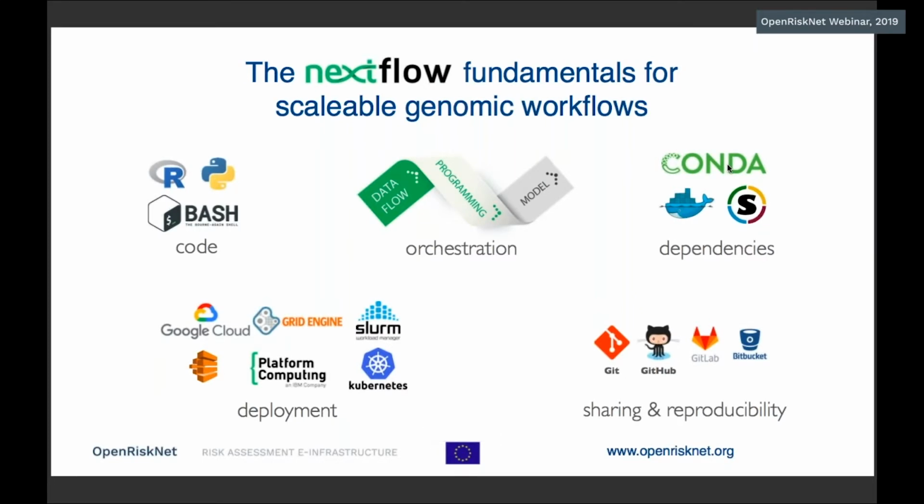This is done through five main steps. We have the code itself, which can be written in any programming language you like, whether you're into Python or R or Bash, or even more exotic languages. And these tasks, which are written in code, are combined together using this dataflow programming model. By combining those bits together, as the data enters one of these, what we call processes, the task is automatically executed.